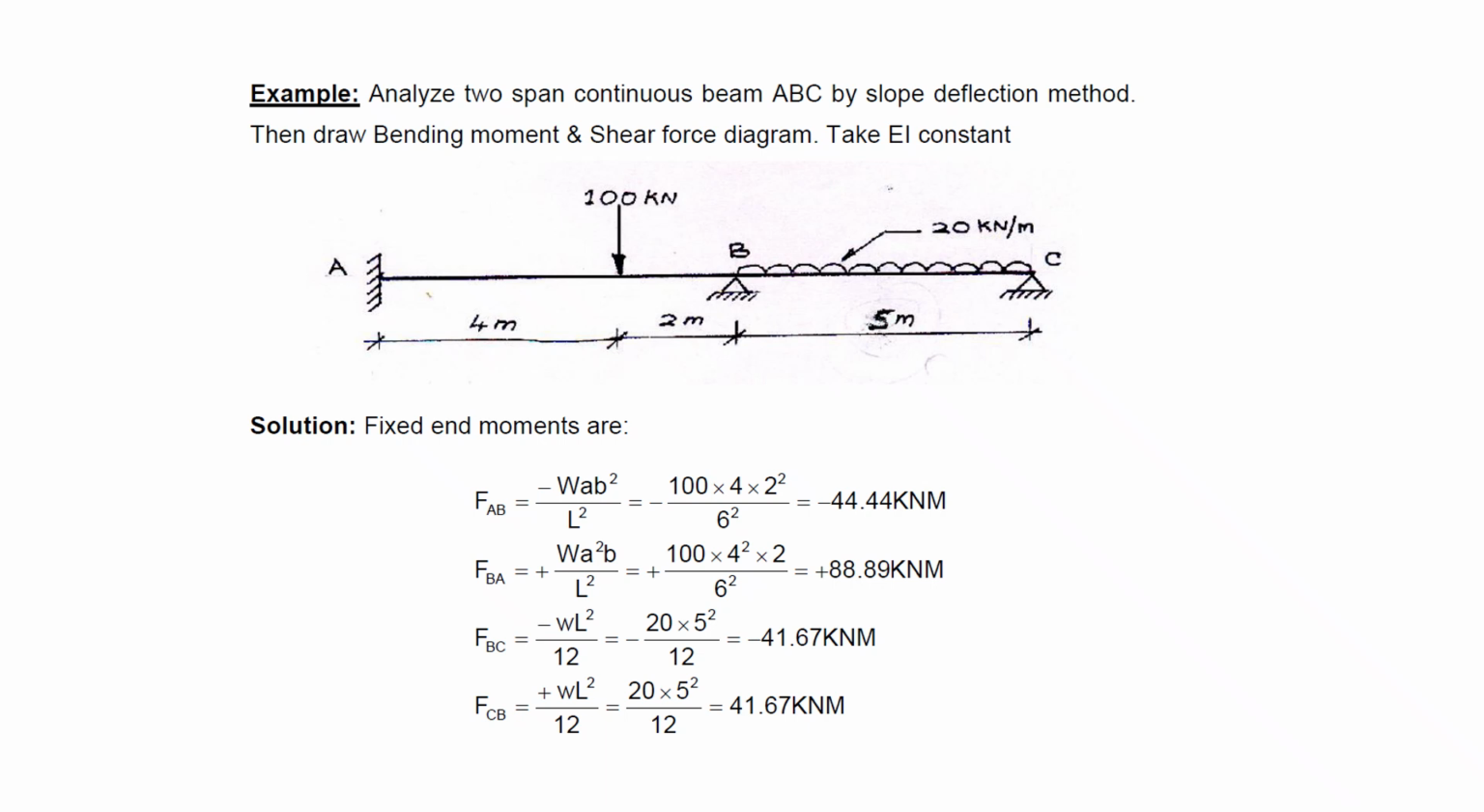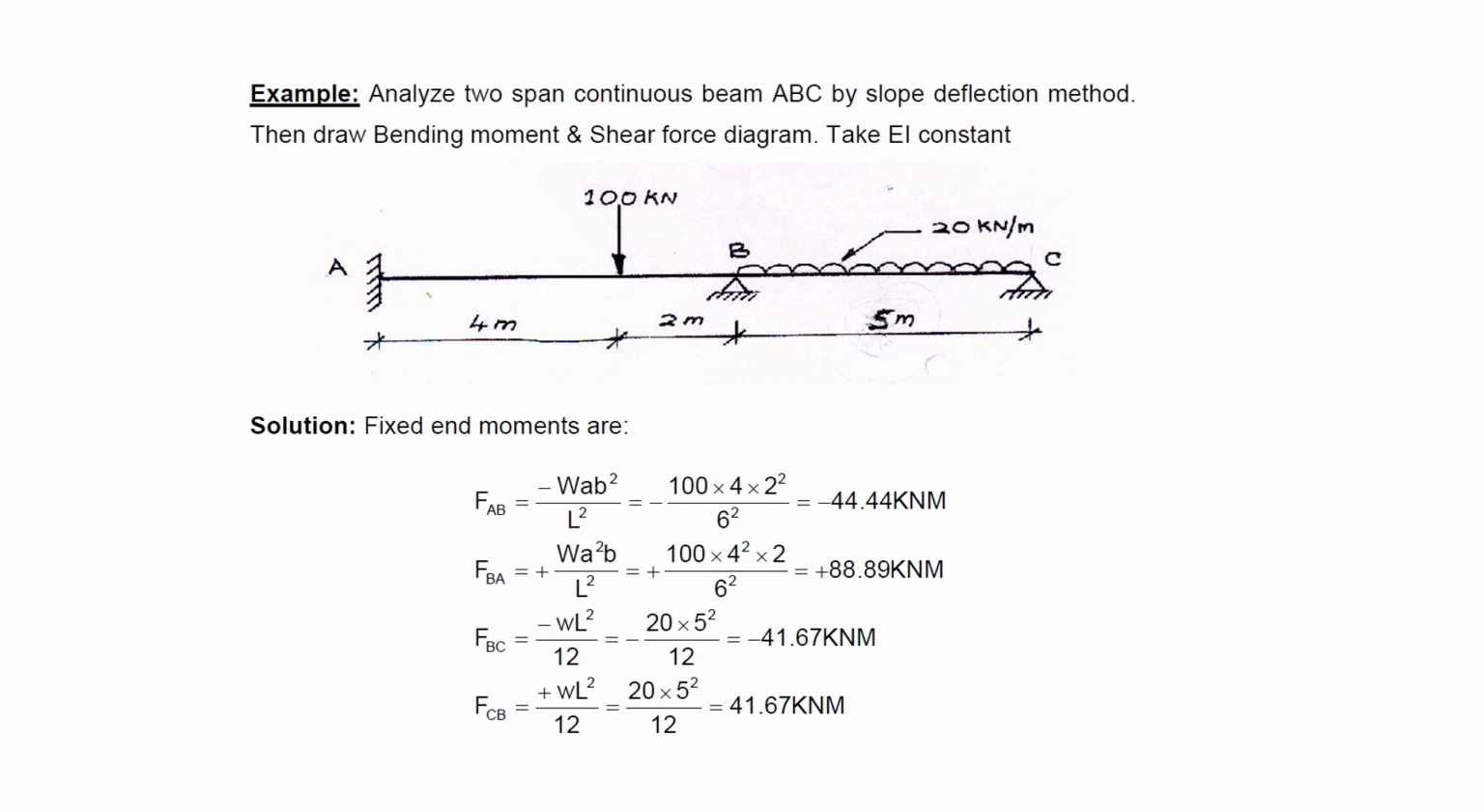And this beam, in the first span AB, is subjected to a concentrated load of 100 kilonewton acting at a distance of 4 meter from the left end, and the total length of span AB is 6 meter. Span BC is completely loaded with UDL, and the span length is 5 meter. So the unknown displacements for this particular beam are theta B, theta C. Theta A is not available, and theta A can be considered as 0.